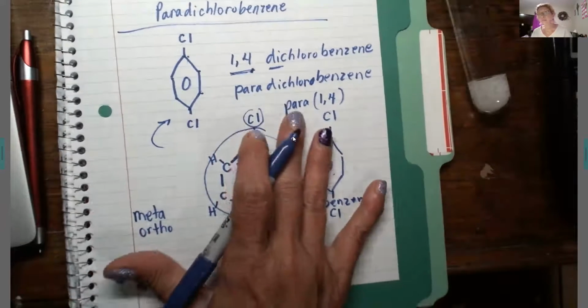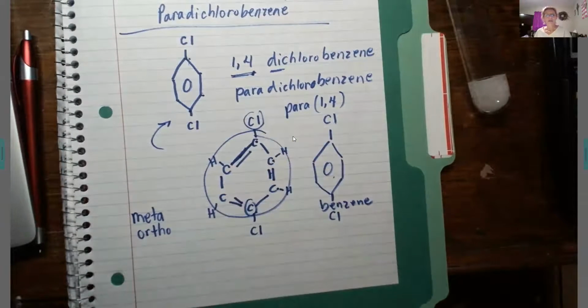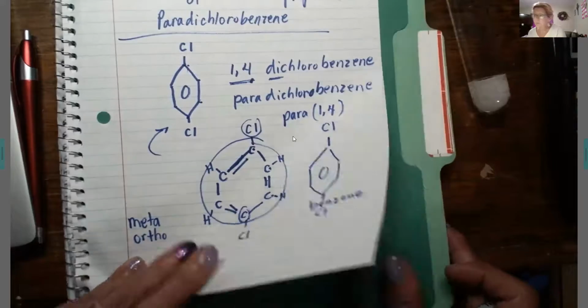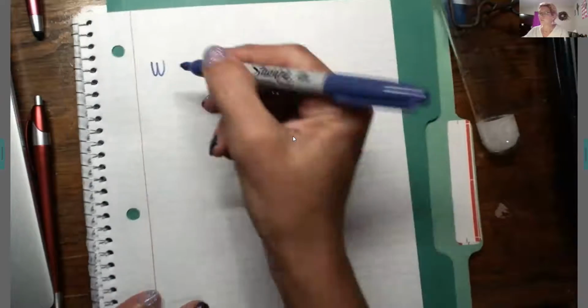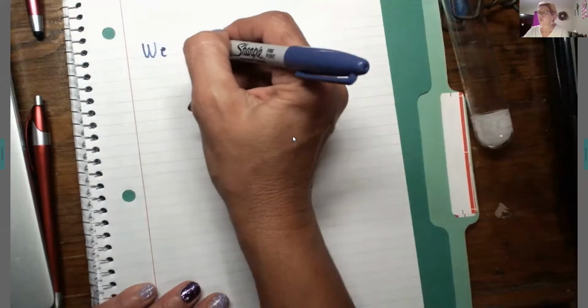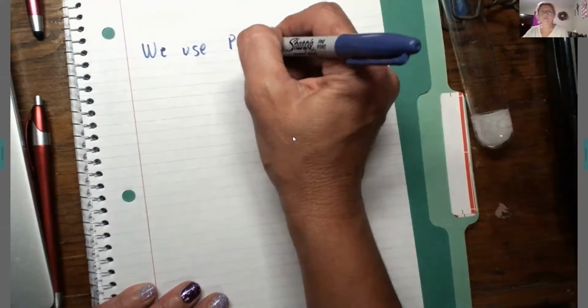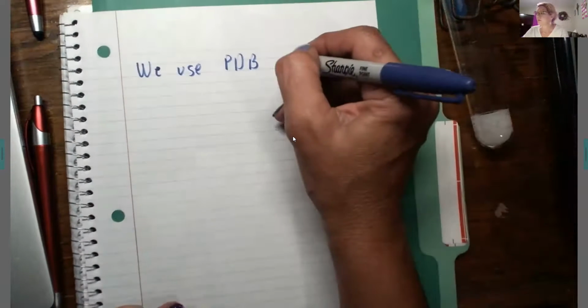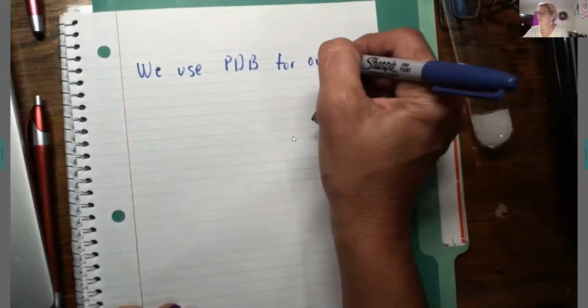Okay, so this substance here is a great chemical to use in the high school chemistry lab because it has a low melting point. So we use, let's see if I can fix this a little, we use PDB for our melting point lab.